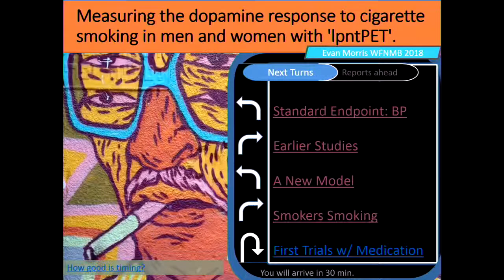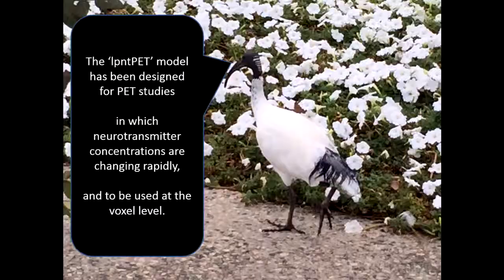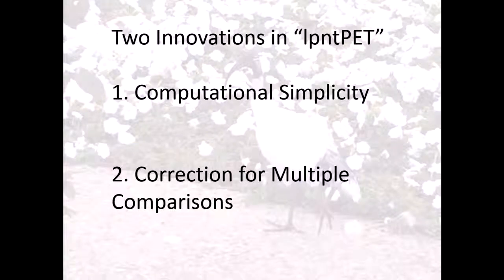So now we come to the need for a new model that's better tuned to what it is we're trying to measure. Okay, and this model, for historical reasons, we call LPNT-PET, which is an unfortunate mouthful. But it's a model that's designed for those cases where neurotransmitter concentrations are changing rapidly and to be used at the voxel level.